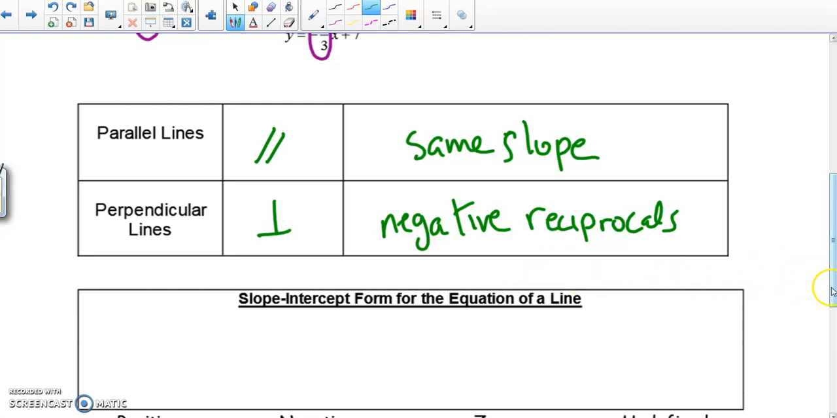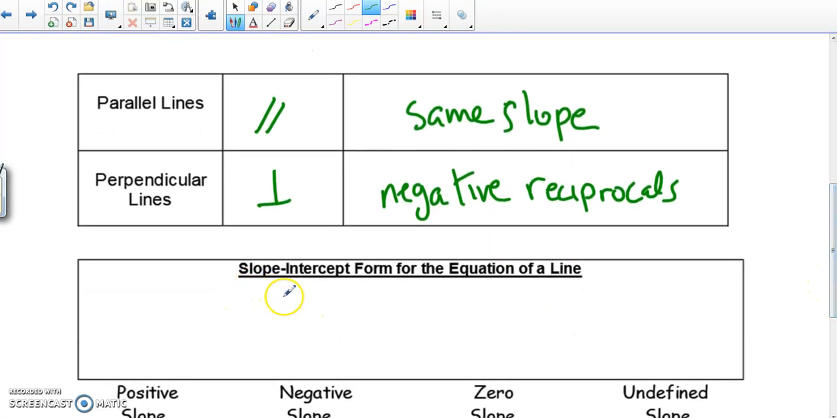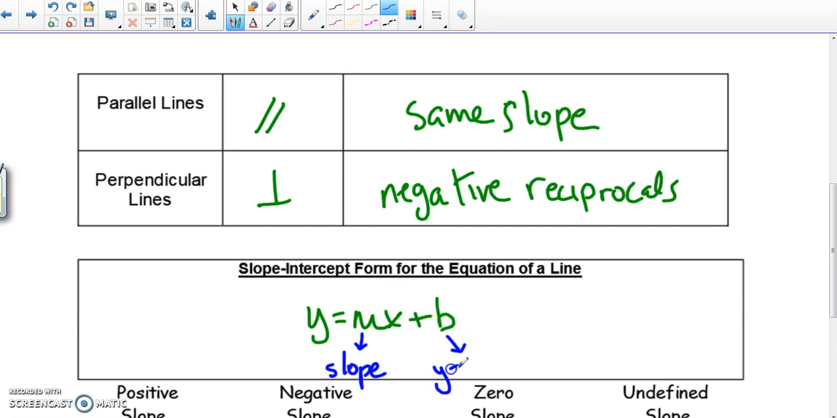Now to finish up, I know we looked at this in class a little bit. Slope-intercept form. For the equation of a line, that's our y equals mx plus b. All right, slope-intercept form, that probably looks really familiar to you. M is the slope. B is the y-intercept. And again, the y-intercept is where the graph crosses the y-axis.